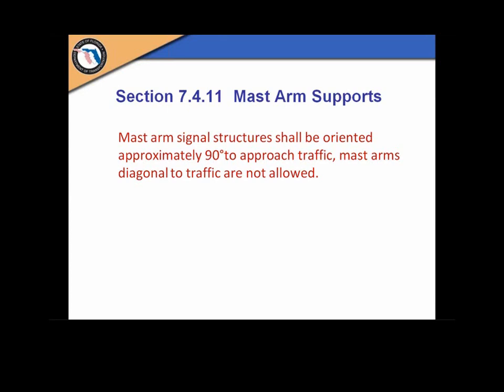So we added this statement to Section 7 saying that mast arms should be oriented approximately 90 degrees to approach traffic, and that diagonals are not allowed. I know we have some diagonals out there right now, but from this point on, we are not allowing any more diagonal mast arms.